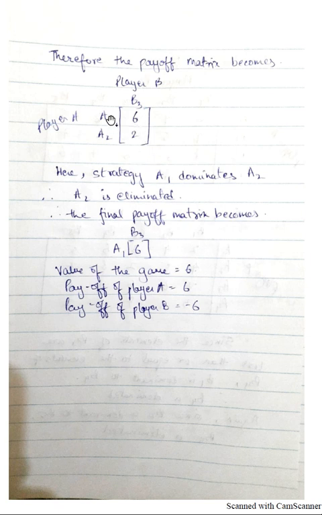Now we compare between A1 and A2 strategies. Since for player A, 6 will have a higher payoff than 2, strategy A1 will dominate strategy A2, since 6 is bigger than 2. Here strategy A1 dominates A2. Therefore A2 is eliminated. You can strike it off with a pencil, or you can leave it as it is. The final payoff matrix becomes, for player A it is A1, for player B it is B3.